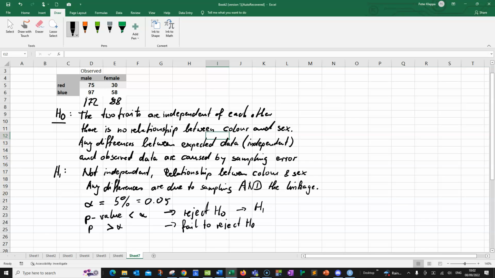Here, in this row, we've got 105. And here we have 97 add 58, that gives us 155, and the grand total would be 260. So these are the marginal values for this, what is called a contingency table.